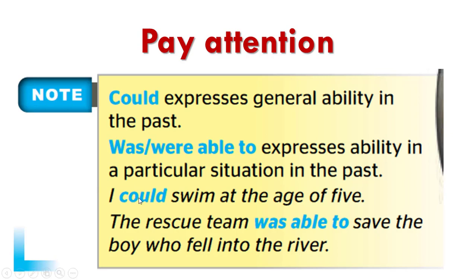For example, I could swim at the age of 5. The rescue team was able to save the boy who fell into the river. In the first sentence, here he talks about general ability. In the second sentence, he was talking about a specific situation, ability in a specific situation in the past.